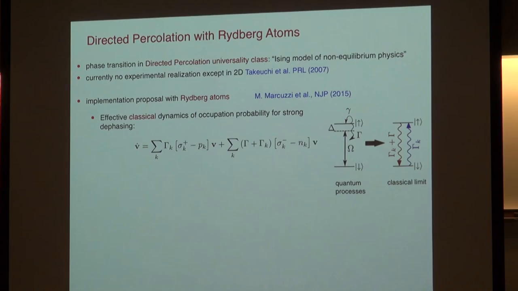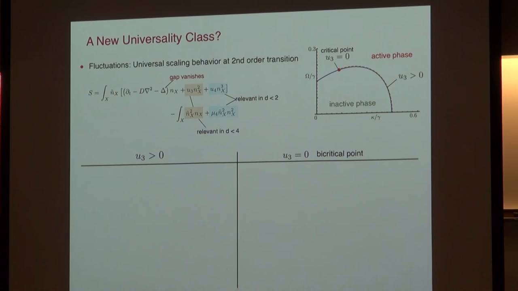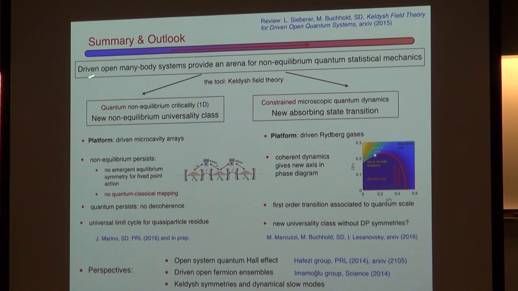Now let me summarize. There was a lot of stuff that I skipped, but I enjoyed the really nice, lively discussion. The point I want to make in the end is that I really believe that these driven, open, many-body systems provide an arena for doing non-equilibrium quantum statistical mechanics. Because they microscopically have this quantum origin, it doesn't guarantee that quantum, in the senses I was specifying, persists to large distances, but it has a chance to do so.